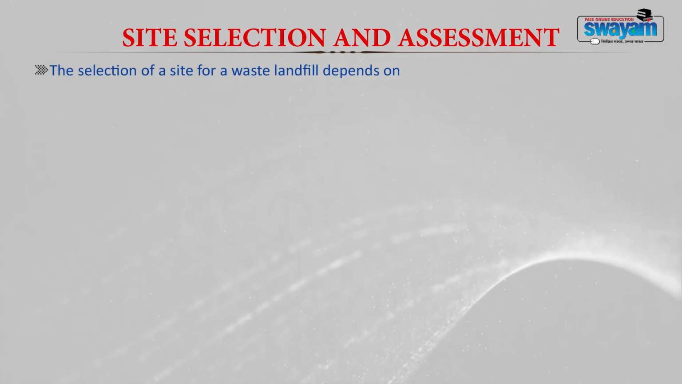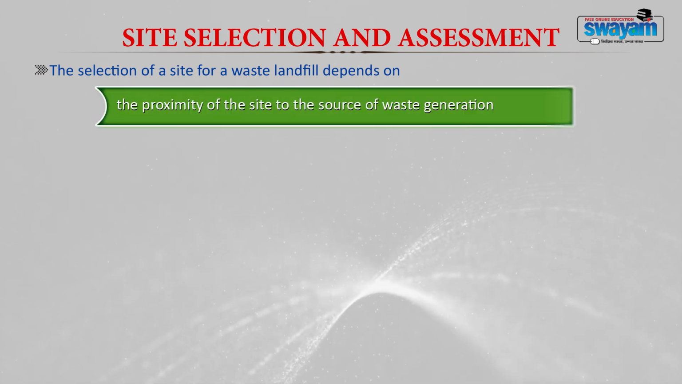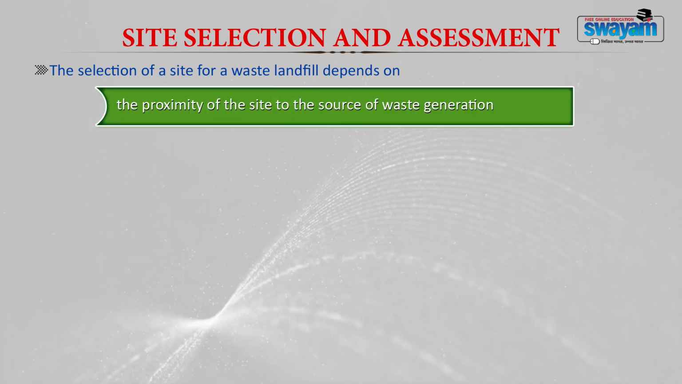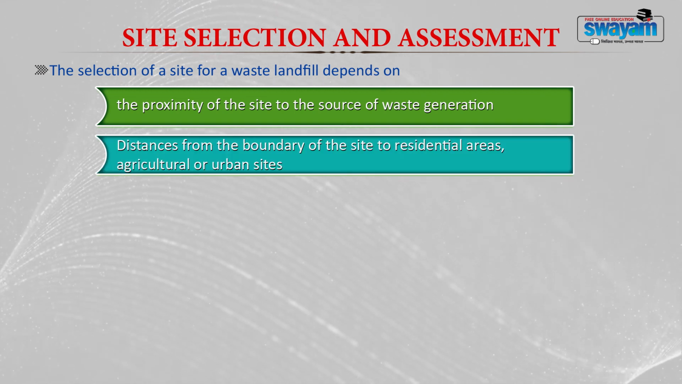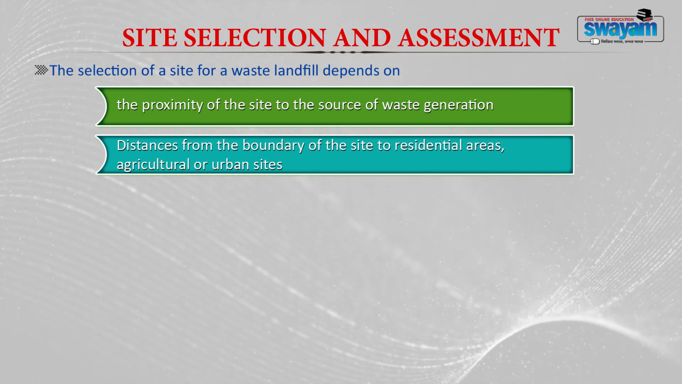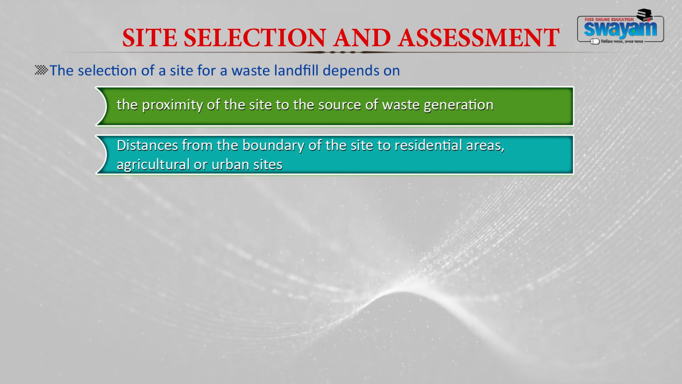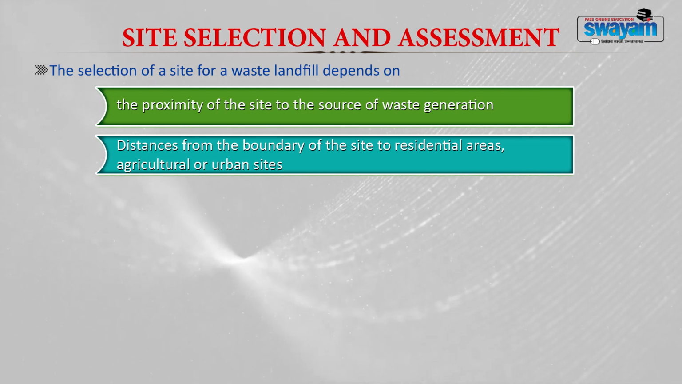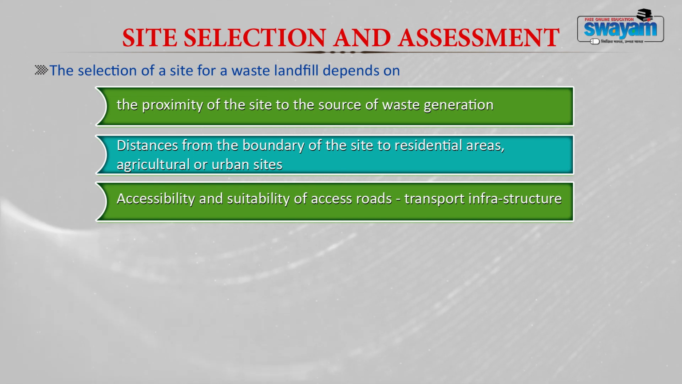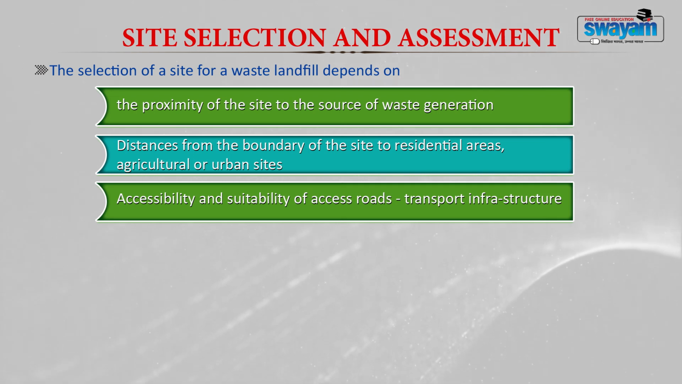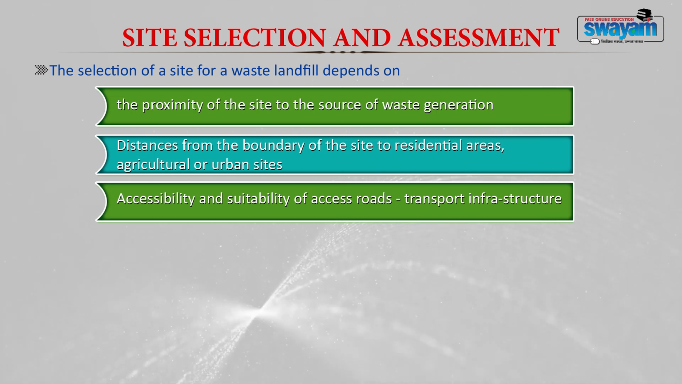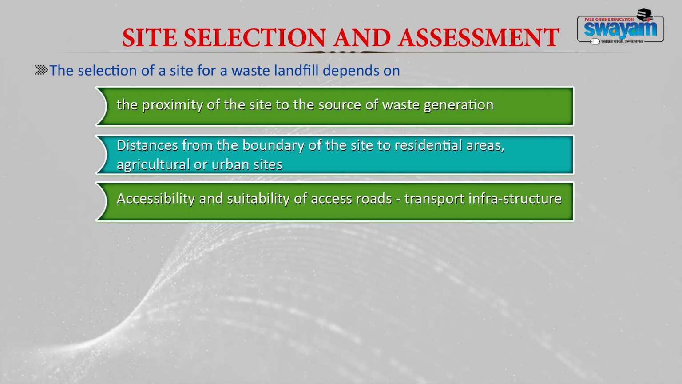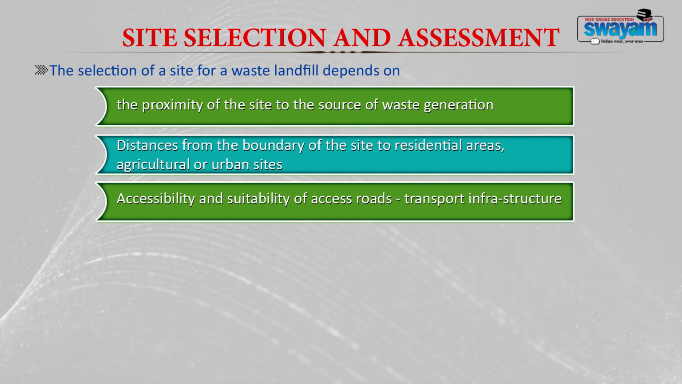The selection of a site for a waste landfill generally depends on the proximity of the site to the source of generation. That means it should be near the source of generation. The distance from the boundary of the site to residential areas, agricultural areas or an urban site should be a little far. Generally, these sites are located on the outskirts of the city. Then there is accessibility and suitability of access roads. The site you select should have proper transport connectivity. It should have at least some access roads, so that it is easy for trucks to carry the waste and dispose of it.